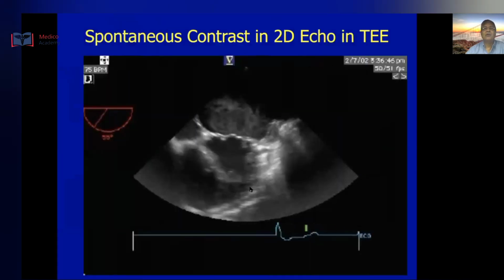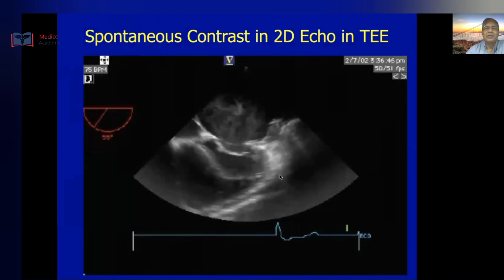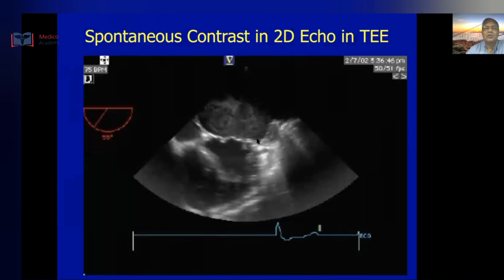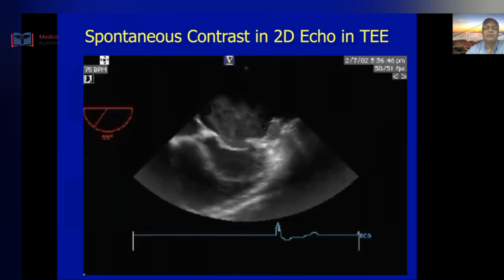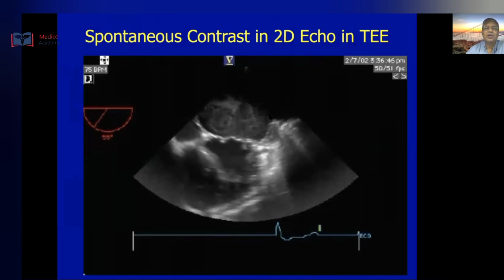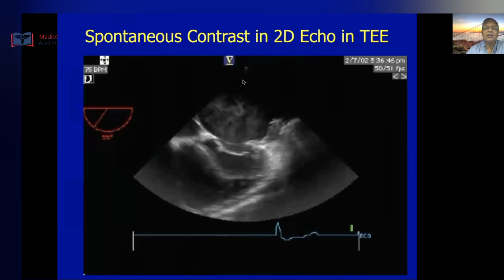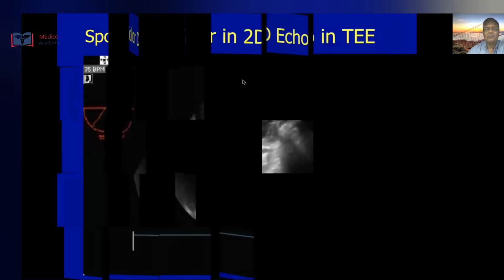This is a typical 2D image of a patient with mitral stenosis. Look at this. This is called snowing, also called self-contrasting of the left atrium. There's no contrast which has been given to this patient. It is because of churning of blood in the left atrium. It appears as if there is smoke in the left atrium. This is very typical of mitral stenosis.